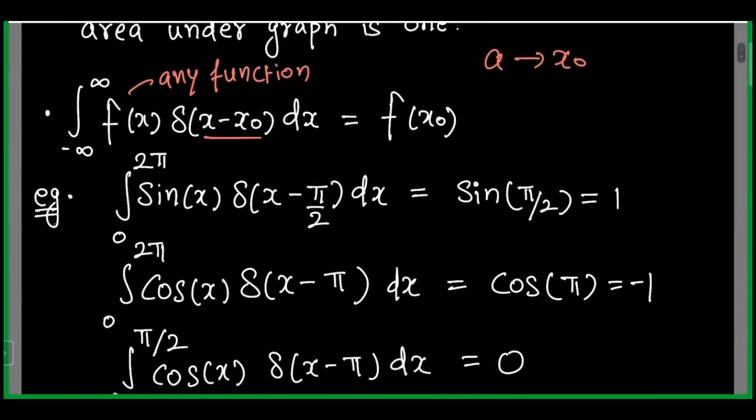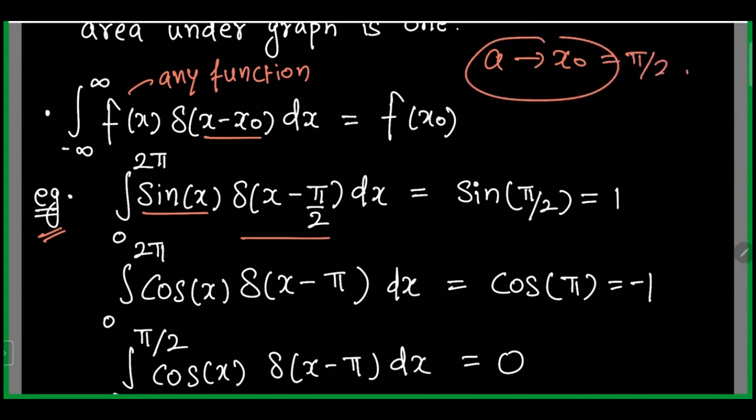Let's understand this with an example. Solve this integration, where your limits are 0 to 2 pi. Your function f(x) is sin x, and the delta function is δ(x minus pi by 2). So what is your x naught, or what is your a? It equals pi by 2 in this case. The answer of this integration will be: I take my function, sine, and put the value of a. So my answer is sine pi by 2, and we all know that sine pi by 2 is 1. This is how we find these kinds of integrations.